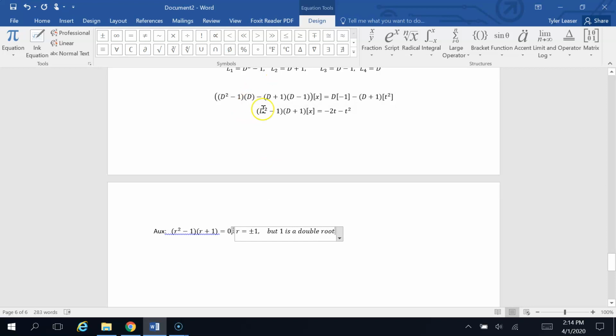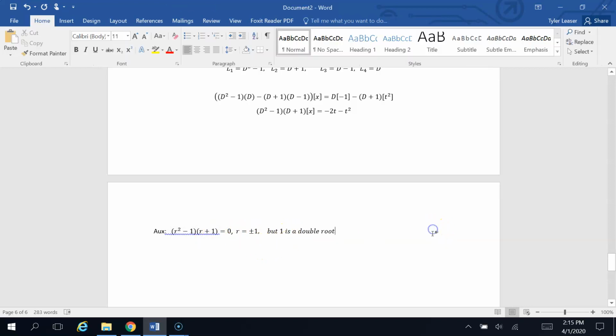I goofed this up a little bit, but I hope you just kind of go on your own and fix it. So when you multiply this all out and factor it, this would factor out into d squared minus 1 times d plus 1. Changing that into the auxiliary equation, you're going to have r squared minus 1 times r plus 1 is equal to 0. This is the solution then to those auxiliary equations, plus and minus 1, where 1 is going to be a double root and negative 1 is just a single root.